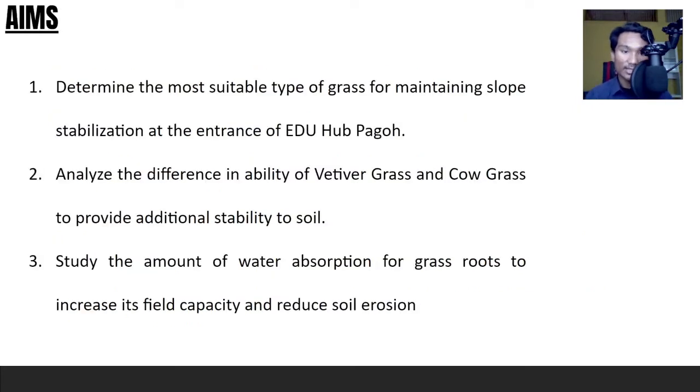Next is the aim of the study, which is to determine the most suitable type of grass for maintaining slope stabilization at the entrance of Pagoh. Next is to analyze the different abilities of vetiver grass and cowgrass to provide additional stability to the soil. And finally, to study the amount of water absorption of grassroots to increase its field capacity and reduce soil erosion at the slopes of Pagoh.